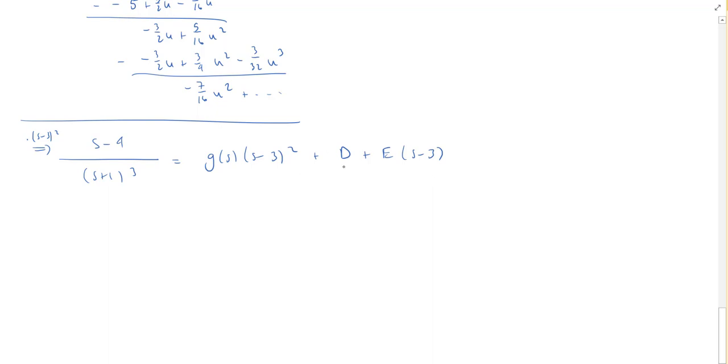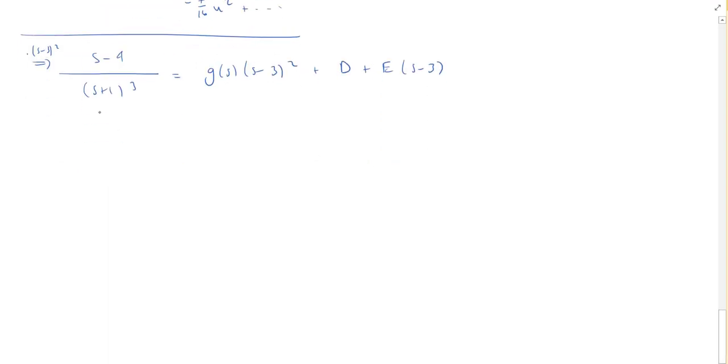And so again, what we want to do is rewrite this in terms of S minus 3, and then find the power series expansion in terms of S minus 3. And all we need this time is actually the first two coefficients. So this should even be easier. Okay, again, the numerator is not bad, right? S minus 3 and then minus 1 will give me S minus 4.